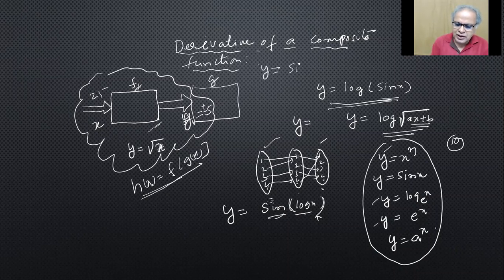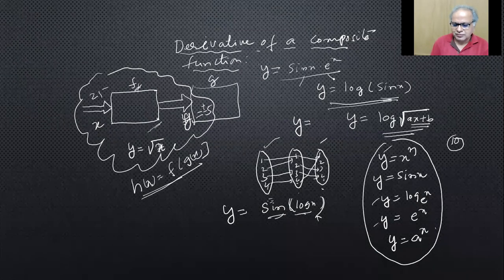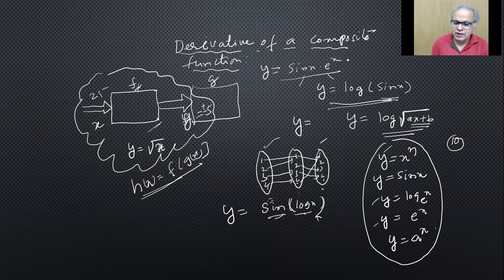Look, children, don't misunderstand it. Y equals sine x into e power x is not a composite function. It is the product of two functions. But what is a composite function? If you want to say y equals e power sine x, you can make a composite function. How? There's sin x there. You put an input here. That will become the input for the e power function, and then you get some output out of it. Do you understand my point?